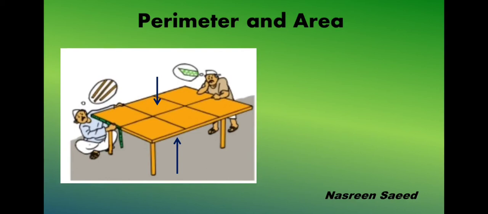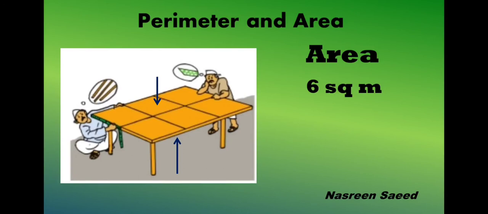Measurement of laminate is equal to the area of the tabletop. The area of the tabletop is what? The number of squares occupying the tabletop. So how many squares are occupying the tabletop? 6. So what is the area? It is 6 square meter.